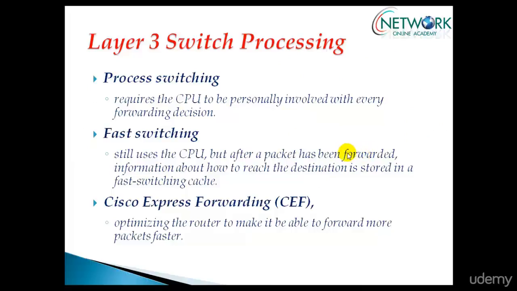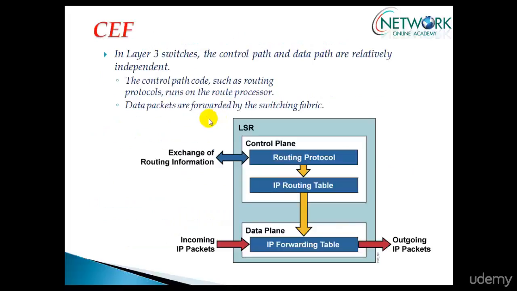So CEF is something that is enabled by default in most of the IOS in today's networks. It's going to optimize the router to make it able to forward the packets much faster than normal. So let's get into some more detail about this CEF, Cisco Express Forwarding, in most of the layer 3 switches, as well as the routers. If I specifically say switches, it also applies to the routers here.